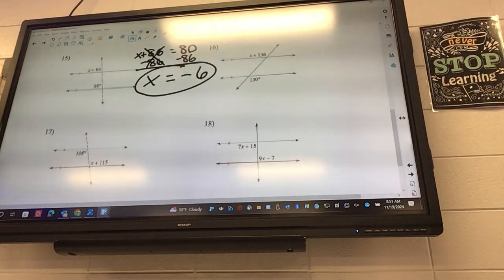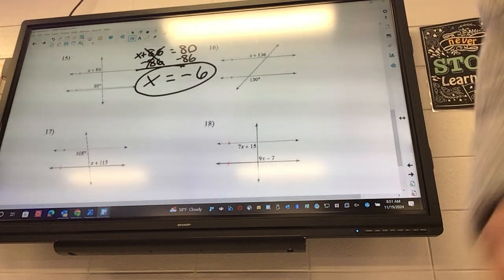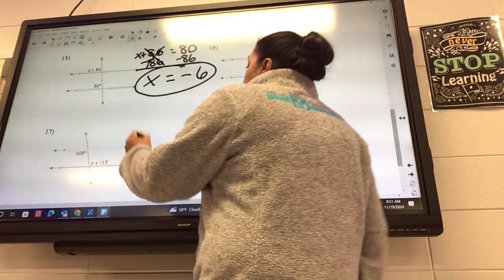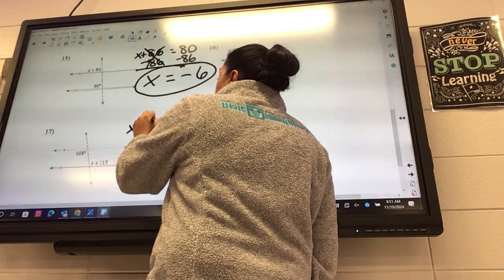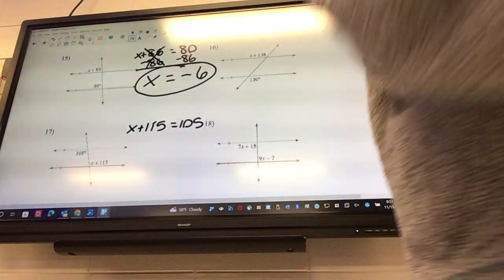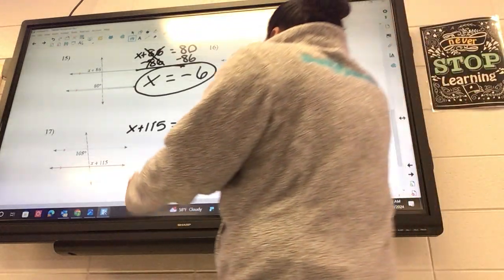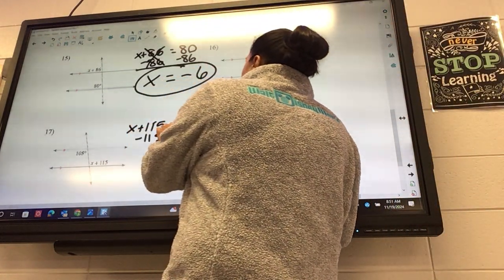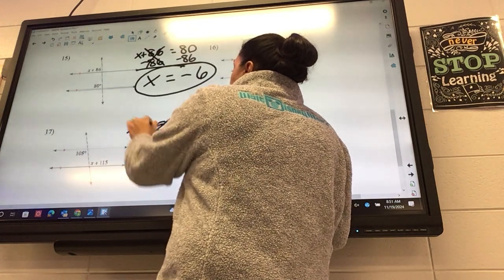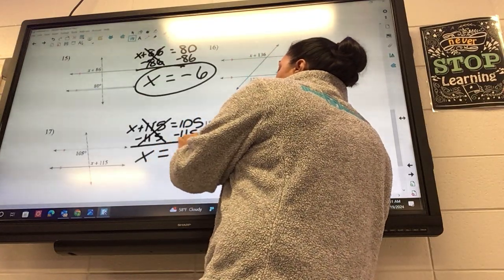Okay, 17. What kind of angles are those? Alternate interior. So those equal or add to 180? Equal. So we're going to say x plus 115 equals 105. Okay, what needs done? Minus 115. So we're going to get -10.